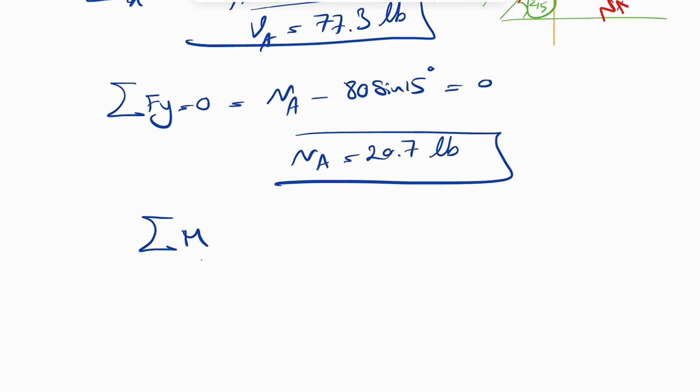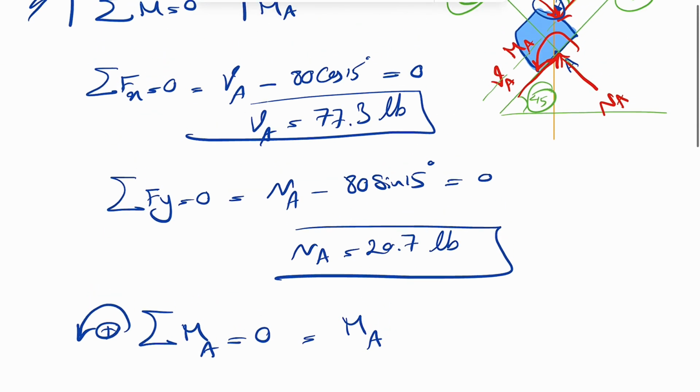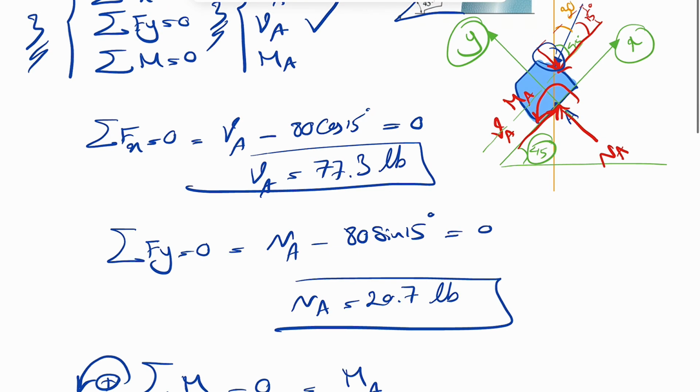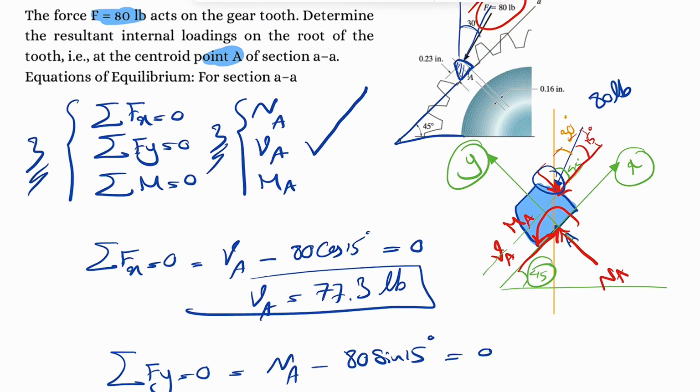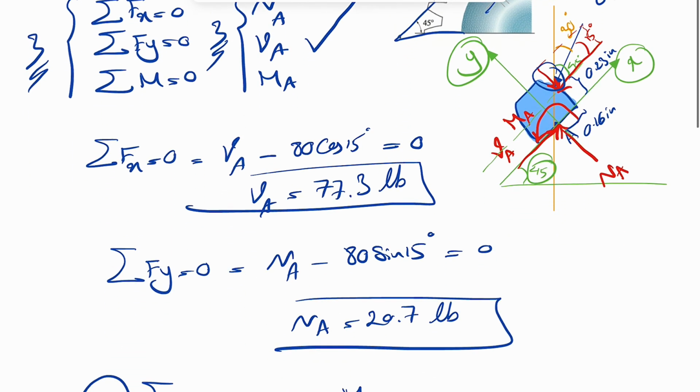And the last one, sum of all moments about point A equals 0. Remember that we have a sign convention for the moment. So we have our MA, which is the bending moment that we are looking for, and we assume that it's counterclockwise, so we'll see what happens. And we have the moment of x and y component of this force. So if we look at the question for finding the moment, we need these two distances. Looking at the question for the distance of here, the question is giving us the distance 0.23 inch. And for the bottom one, this is the distance that we are looking for. It's 0.16 inch. So we have all the distances too.